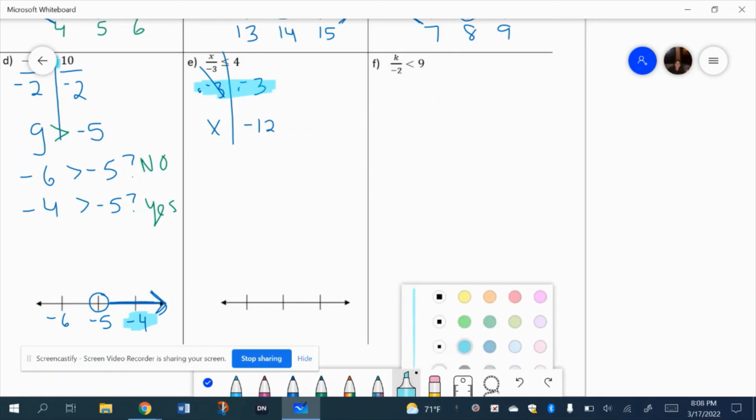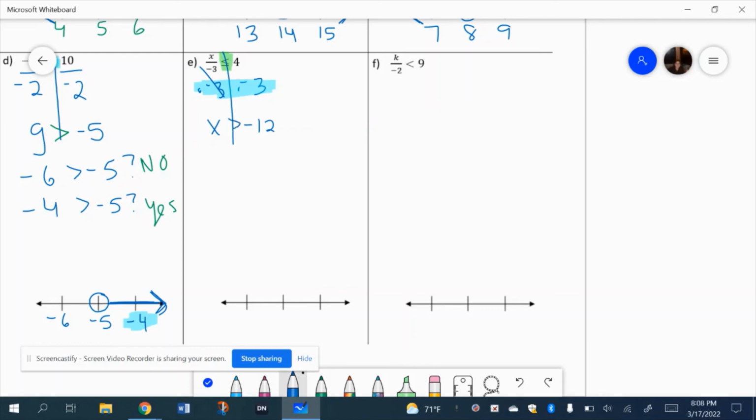So it was less than or equal to, and now we're going to change it to greater than or equal to. Just like in the previous example, because we divided by a negative. So anytime you multiply or divide by a negative, you have to flip that inequality symbol. Okay, so negative 12 is our middle number. 1 greater is negative 11, and 1 smaller is negative 13. It's greater than or equal to, so it's a closed circle.